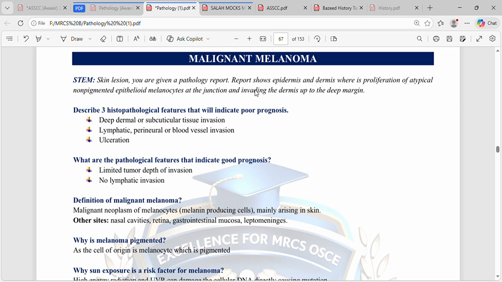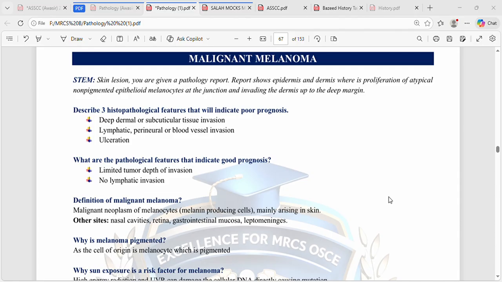Okay, so let's discuss malignant melanoma. Today, a malignant melanoma skin lesion. You are given a pathological report. The report shows epidermis and dermis, where there is a proliferation of atypical non-pigmented epithelial melanocytes at the junction and invading the dermis up to the deep margin.